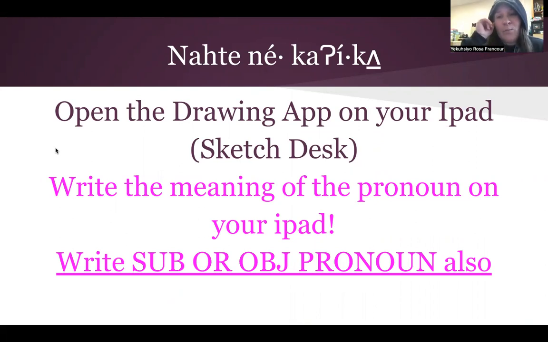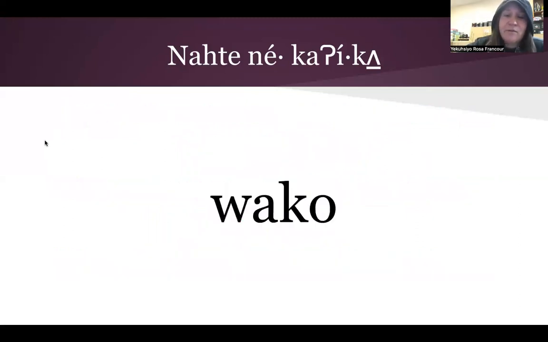So it just says open. If you want to use an iPad, I used to do this with high school kids. We would use our iPads and I would have them just draw it or write it on their iPad. But if you have a sheet of paper, just grab a sheet of paper and write it. You don't have to write it. You can just say it if you want to. That's fine too. I want you to write the meaning of the pronoun and I want you to write or indicate if it's subjective or objective. So let's do basically the opposite activity of what we were doing.